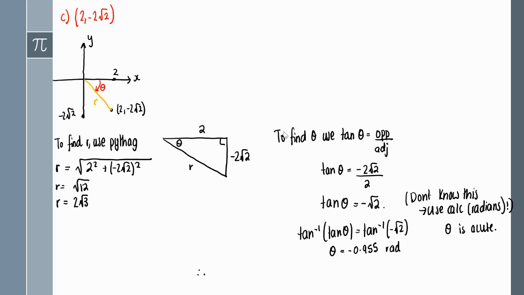So from 2 comma minus 2 root 2, we get that r, theta is equal to 2 root 3 comma minus 0.955 radians. I'm going to take you through the next examples in a second video.